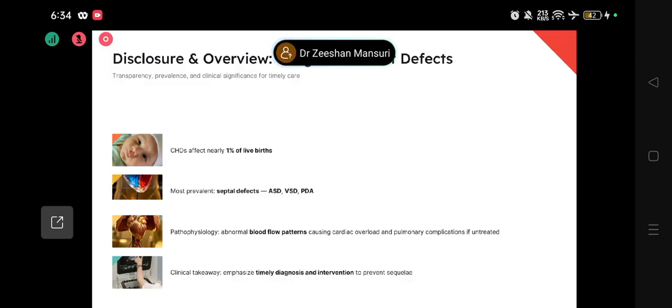disease like right ventricular overload or left ventricular overload, resulting in left ventricular dysfunction and right ventricular dysfunction. So the timely diagnosis and intervention can prevent the sequelae.